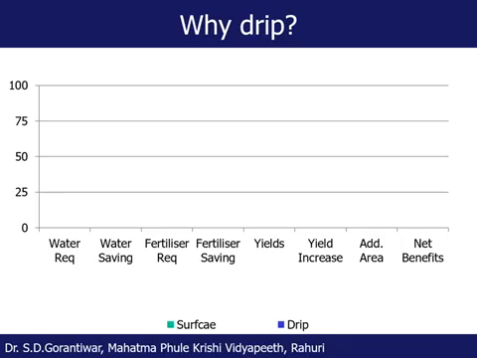The histograms that will be shown are in two colors. One is in green color. Green color is for surface irrigation, and blue color is for the drip irrigation method. So let us first see the water requirement.